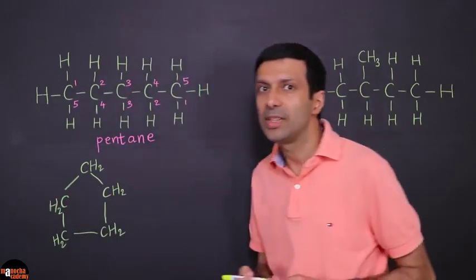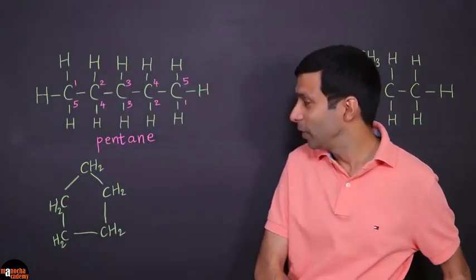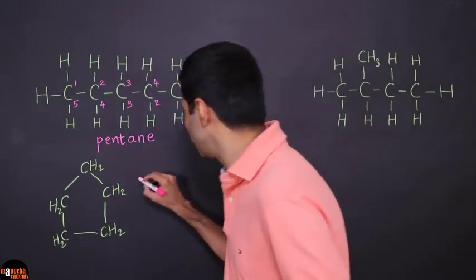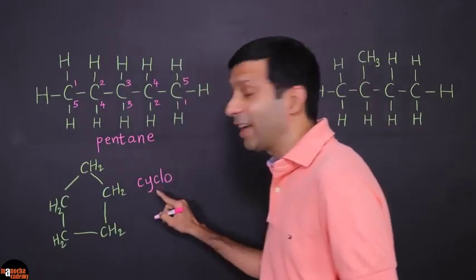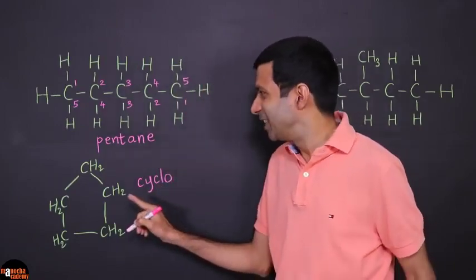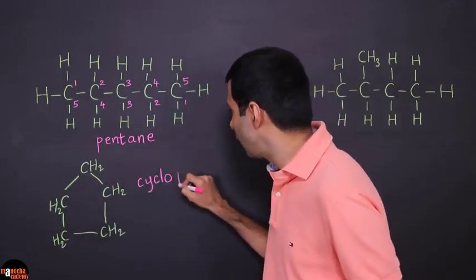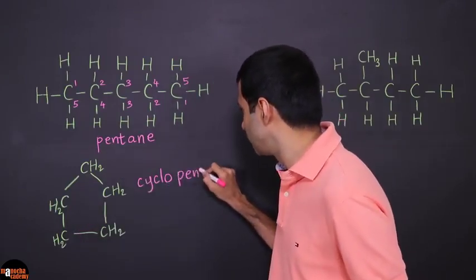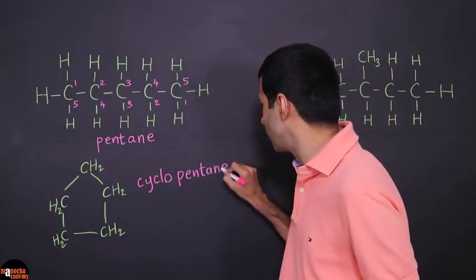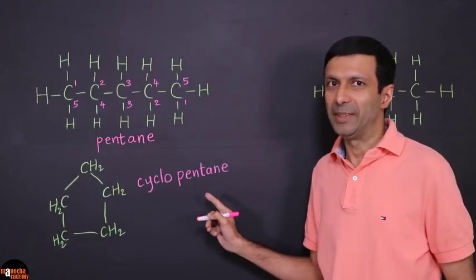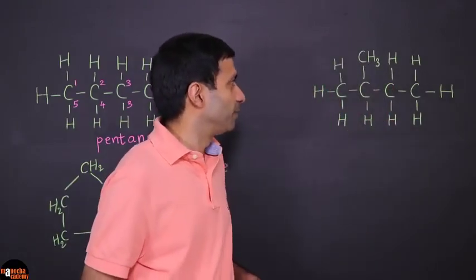So what will be the name of this cyclic compound? The name starts with the word cyclo. So remember, it's going to be cyclo, not psycho. And since there are 5 carbon atoms here again, it's going to be cyclopentane. Pent because 5 carbon atoms and only single bonds. So it's a cyclopentane.